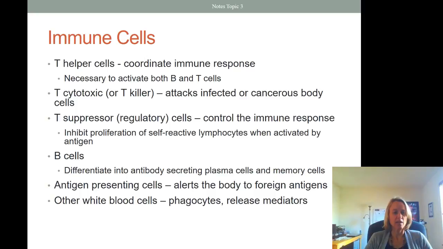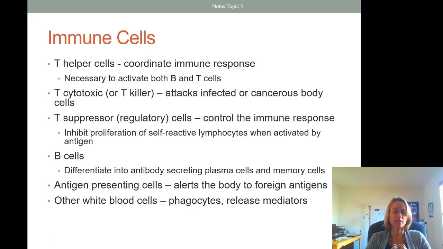Okay, so let's look at the different types of immune cells. We have T helper cells. These help to coordinate the immune response. So helper cells are going to activate both B and T cells. The cytotoxic T cells, also called killer Ts, they attack virally infected or cancerous body cells.